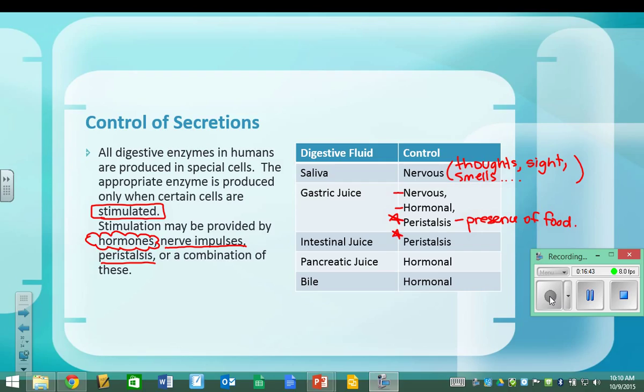The same is true here when I say peristalsis for intestinal juice. When food enters your intestines, that stimulates the cells to produce these enzymes, and not before. That makes sense. What do you want enzymes for if there's no food there to digest?